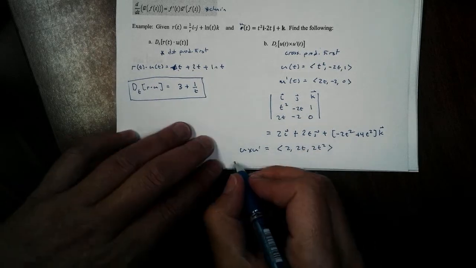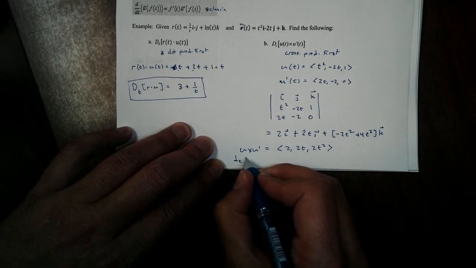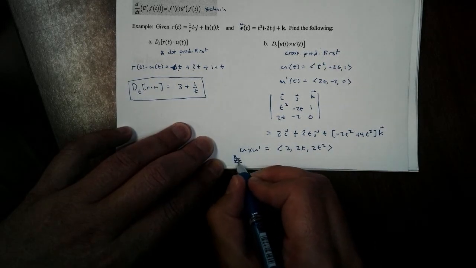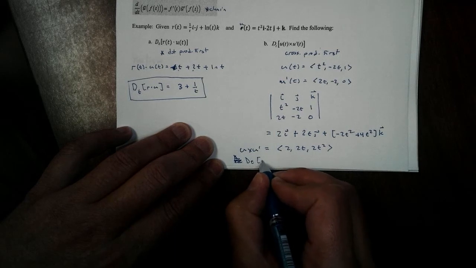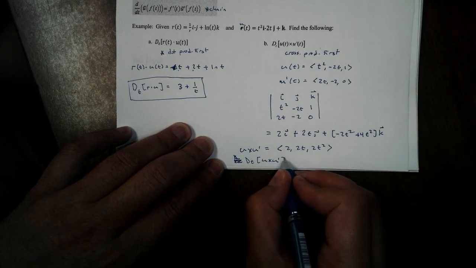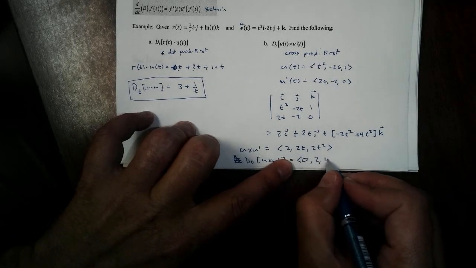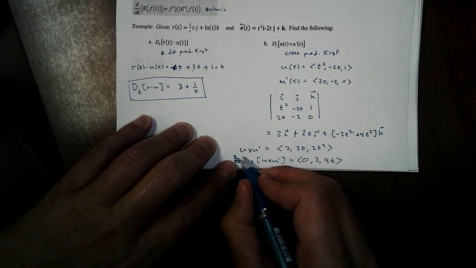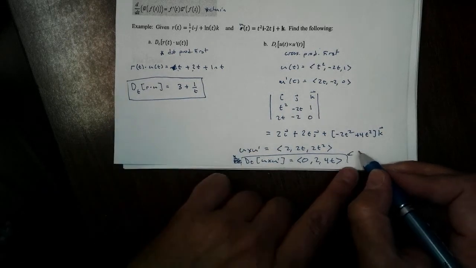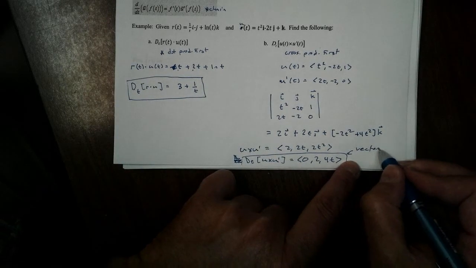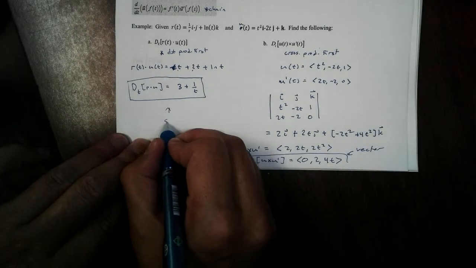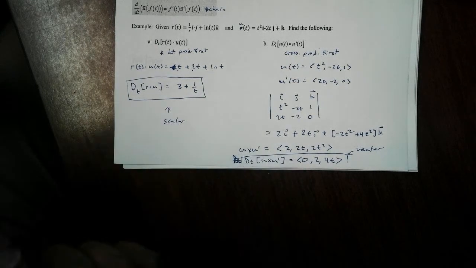But remember, we wanted the derivative of this. So it's the derivative of u cross u prime, and we're going to get 0, 2, 4t. Remember, we will get a vector. Notice, the cross product will be a vector. The dot product is a scalar.